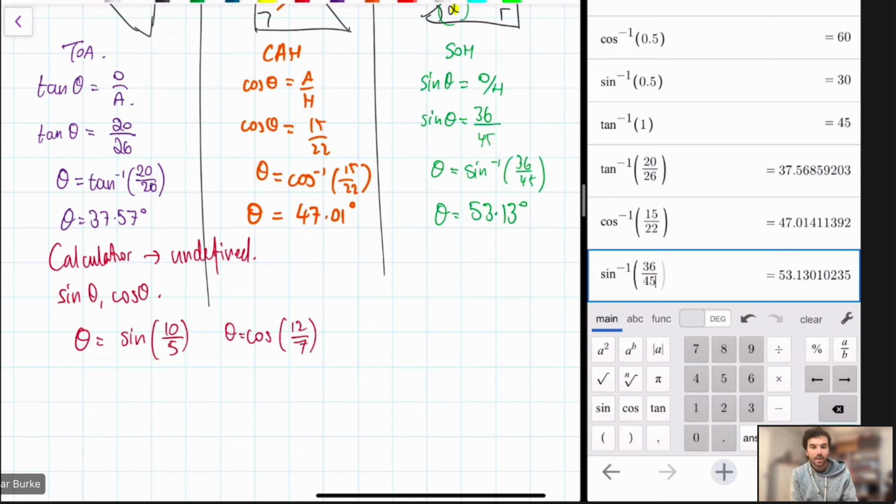The reason for this is you've probably swapped the top with the bottom. So just make sure that your numerator is always smaller than your denominator for sine and cosine. You probably have swapped them around and got it the wrong way around, and that's why your calculator is saying undefined.